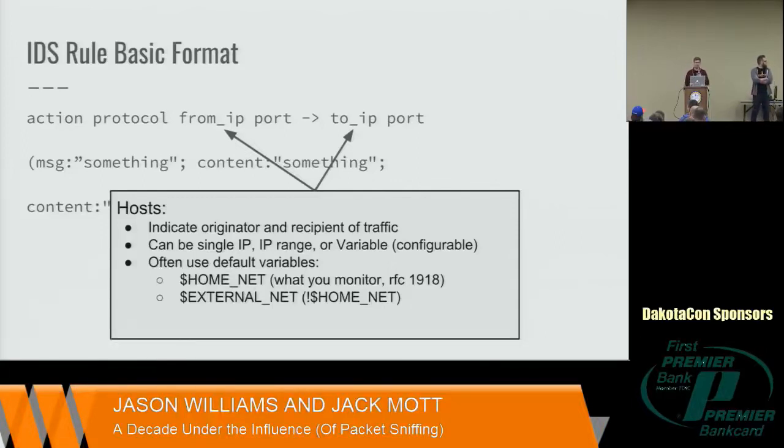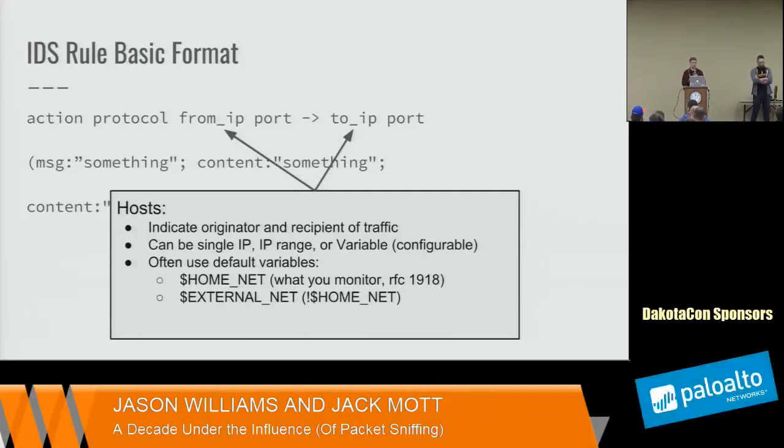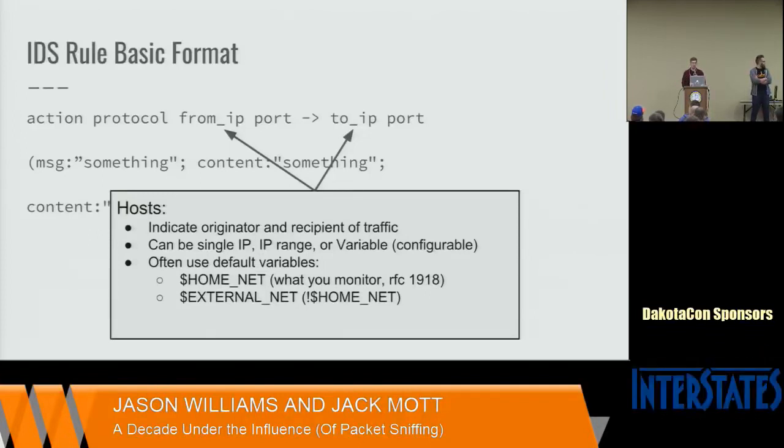We have our home net variable, which is your typical RFC 1918 internal networks, and then external net, which is basically not what's in your home net. So if we wanted to say a person in accounting's computer talking to an evil website in Russia, we would say it's our home net talking to the external net, right?